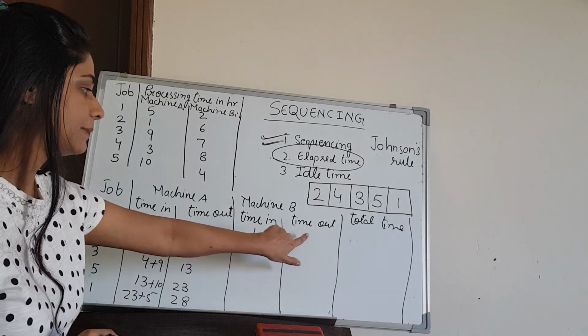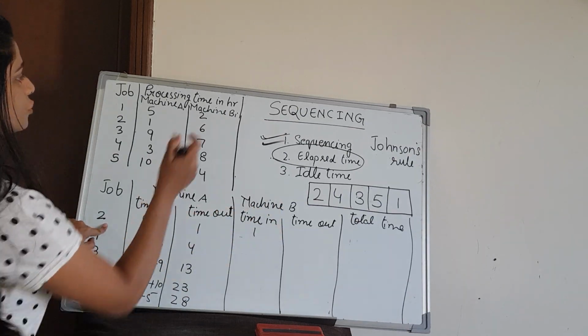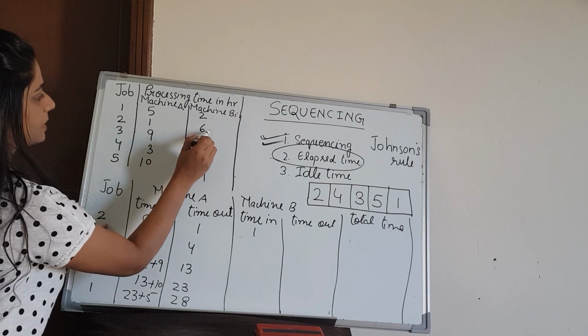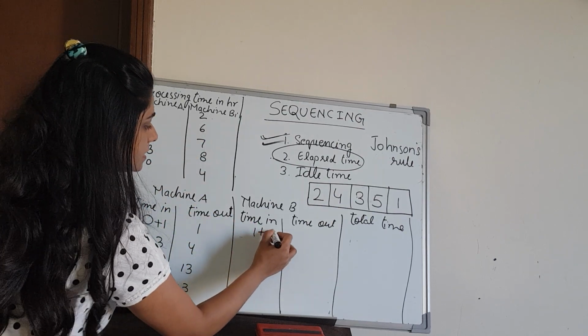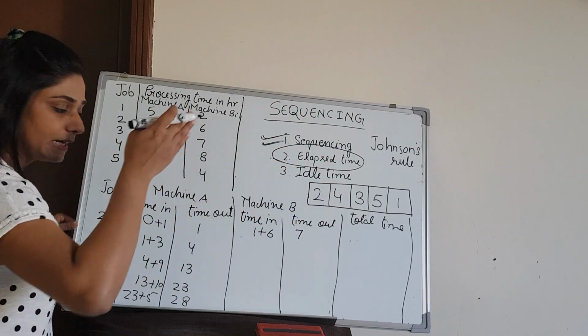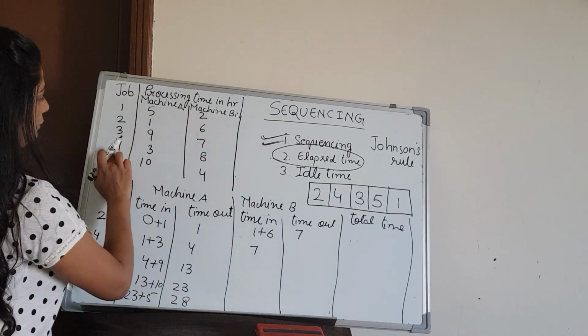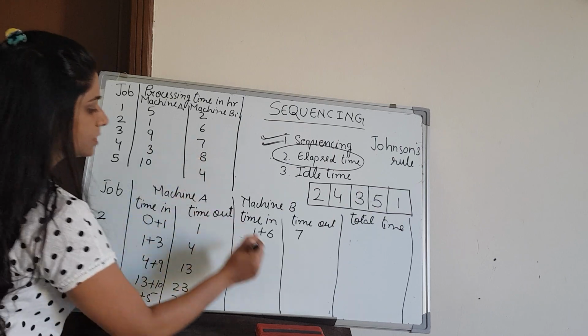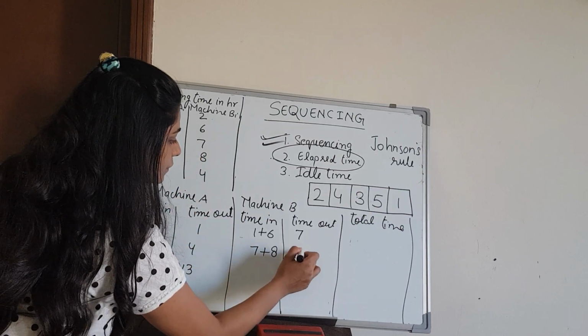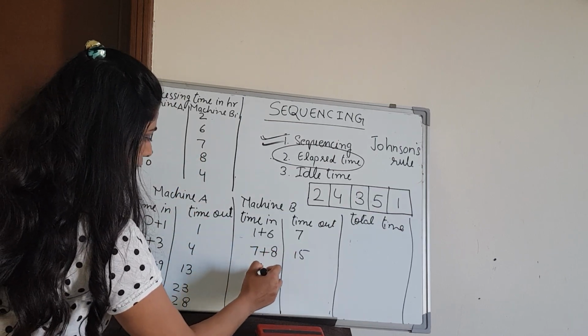We will find the time out for machine B, second job. So machine B and second job time is 6. So 1 plus 6 is 7. Again, diagonally we need to write. So 7. And fourth job machine B. Fourth job machine B is time 8. 7 plus 8 is 15. Now we will write here 15.